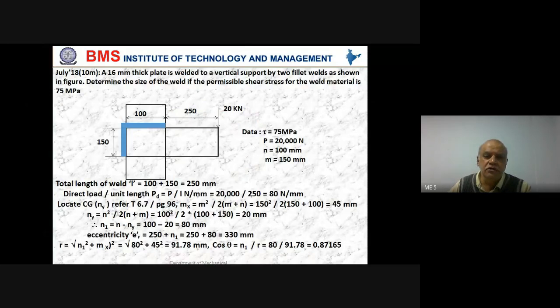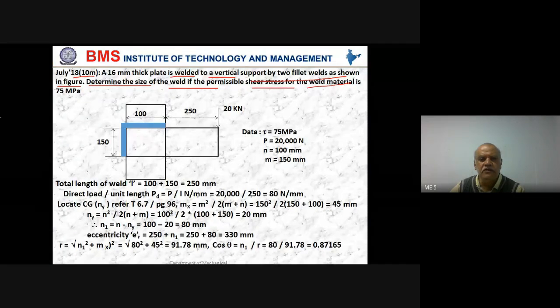Right. So take down this problem. Again, this was asked for 10 marks. A 16 mm thick plate is welded to a vertical support by two fillet welds as shown in figure. Determine the size of the weld if the permissible shear stress for the weld material is 75 megapascal. Note down the values of N and M over here. This is 250. Load is 20 kilonewton.